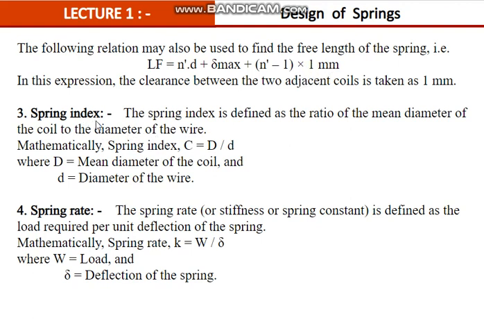Then there is something called the spring index. Spring index is defined as the ratio of the mean diameter of the coil to the diameter of the wire. Mean diameter of the coil is capital D and wire diameter is small d, and the spring index is given by capital letter C. So capital C is capital D by small d. This is in millimeters, this also in millimeters, so the spring index will not have any unit. It is a unitless index.